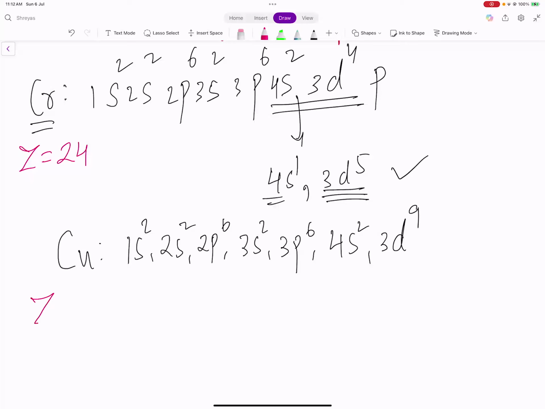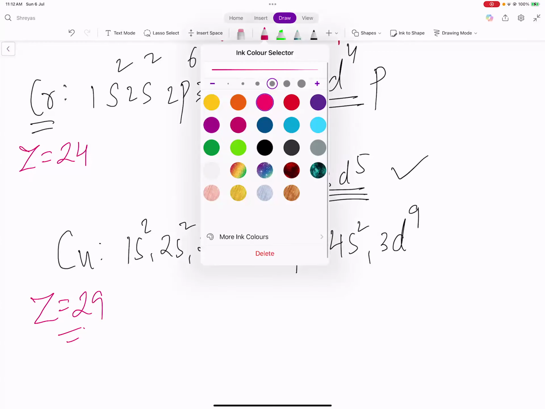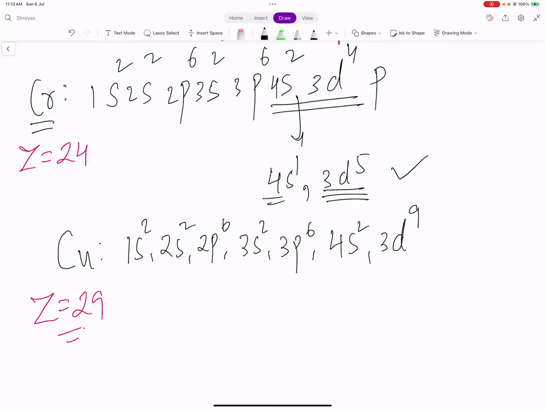And what is this? Z equal to 29. Got it? Okay. Sir, here also what happens is this switches. Sir, 3d9, how did 9 come? Total 29, na? Yeah.